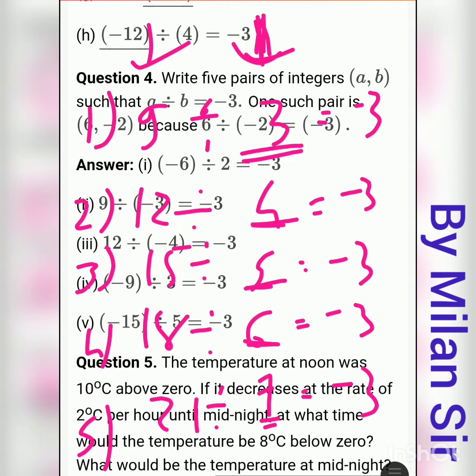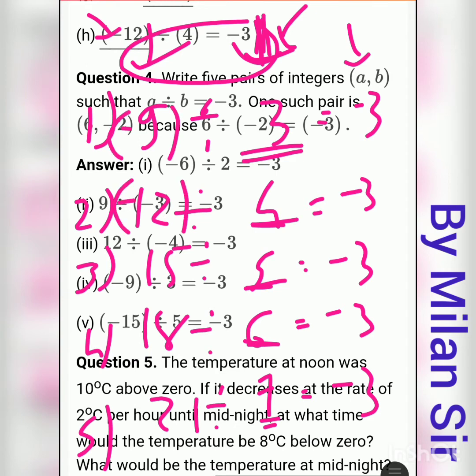Okay, now one more thing. Here we want answer minus 3, so a negative sign is there. So in the question, give a negative sign to any one number. In each question, give a negative sign to any one number. Either you can give the negative sign in the first position, or in the second position, but only one position we need to give the negative sign. It is your choice.